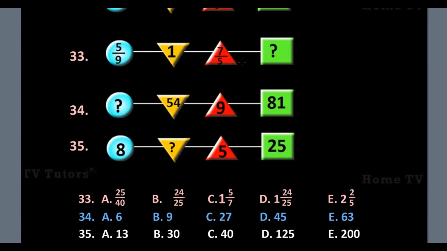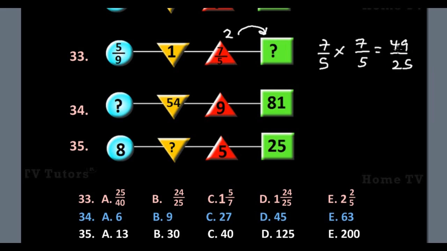Alright, so we are in question 33. We are to look for this unknown number. Remember, it is the square of this number that gives us this number. Yeah, okay, so let's square 7 over 5. So that is 7 over 5 times 7 over 5, which will give us 7 times 7 gives us 49 over 5 times 5, which gives us 25.